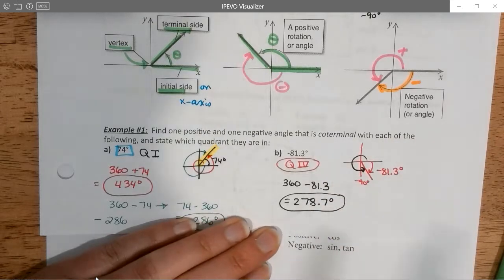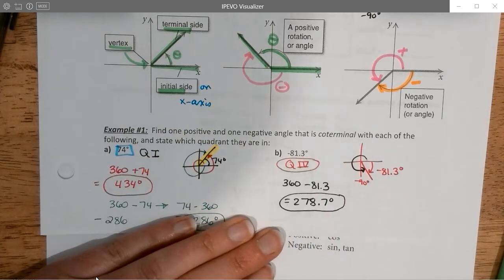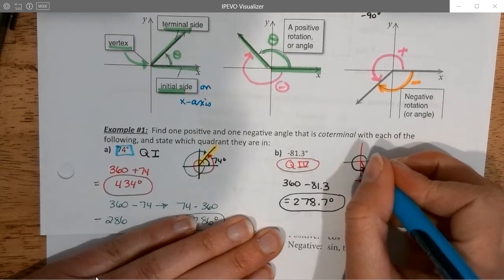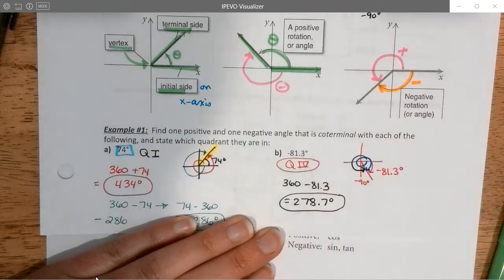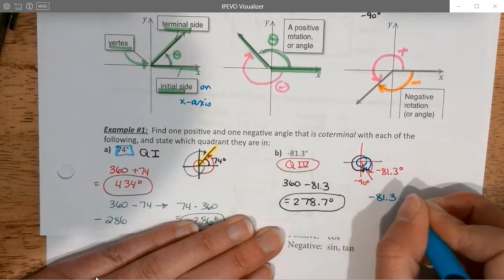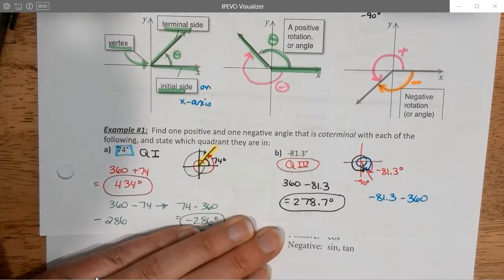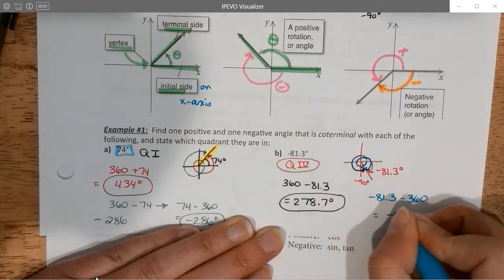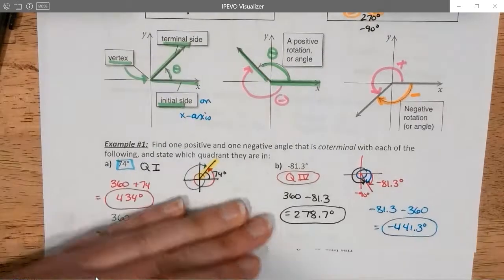All right. If I wanted one positive and one negative, to do the negative, we're going to have to wrap twice. So we're going to start on the negative side all the way around past it to it again. So we're going to take the angle, negative 81.3, and we're going to subtract another 360 degrees. So negative 81.3 minus 360 gives us a coterminal of negative 441.3 degrees. Got some coterminal angles there.